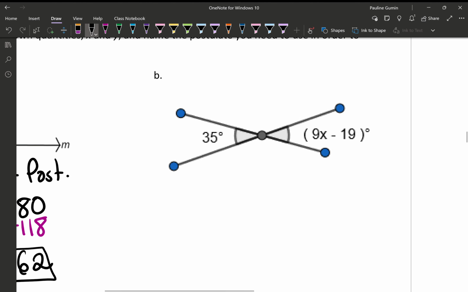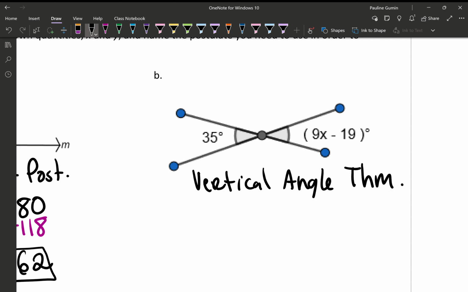Letter B. I have 2 angles across from each other. This is the vertical angle theorem. This theorem states that we can set these 2 angles equal to each other because when 2 lines cross, the angles that form across from each other are equal to each other. Well, that's how I say it in my words. That's obviously not the official one.